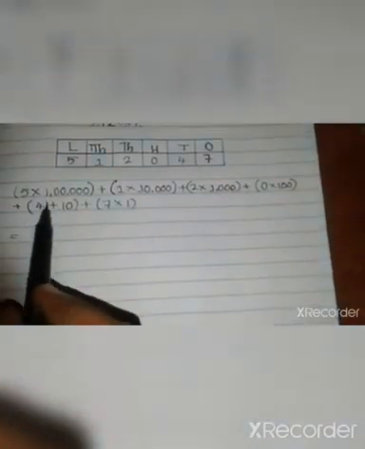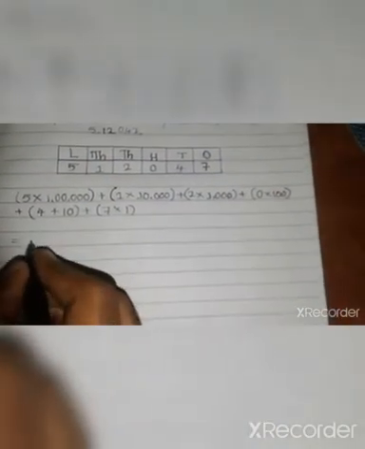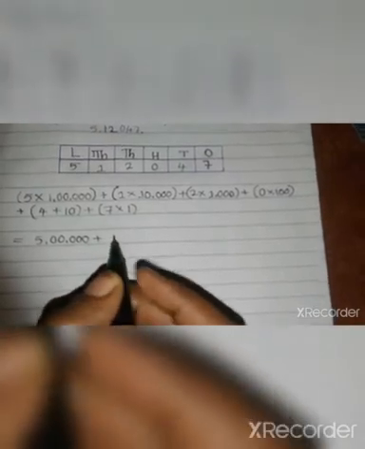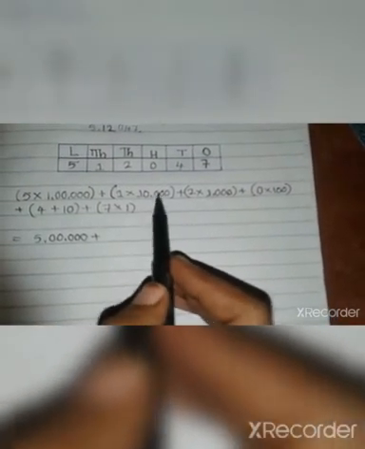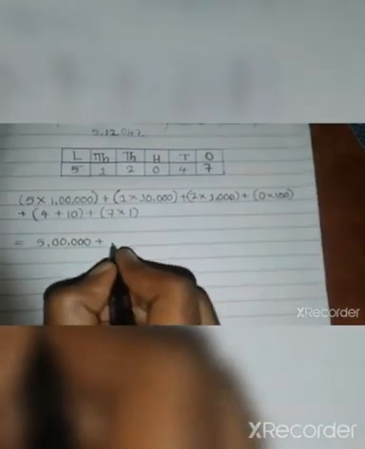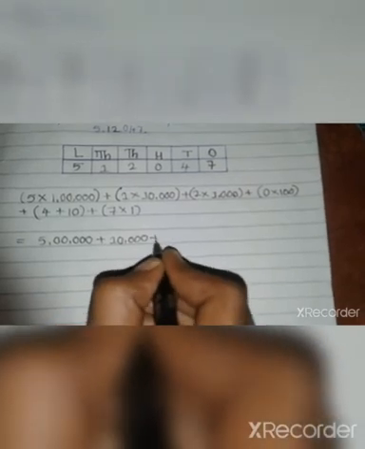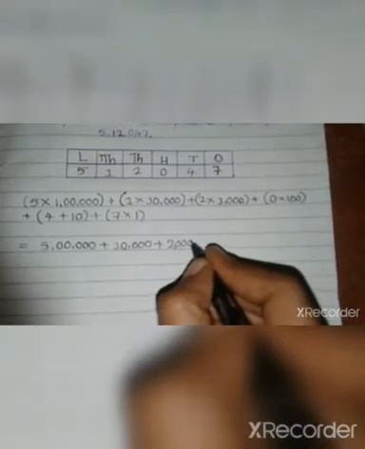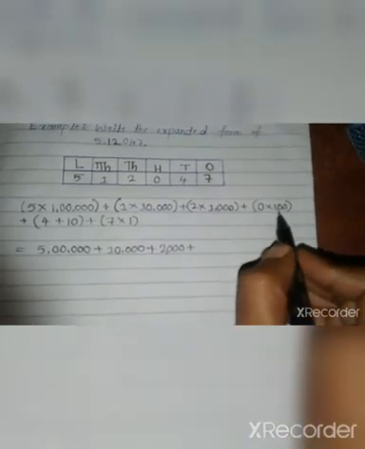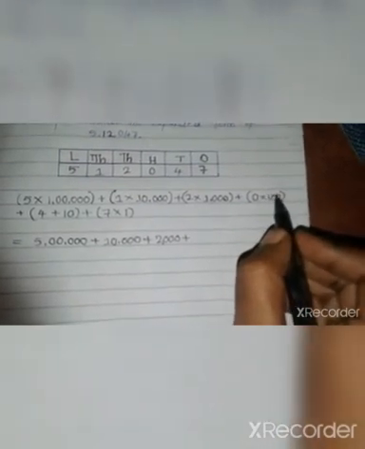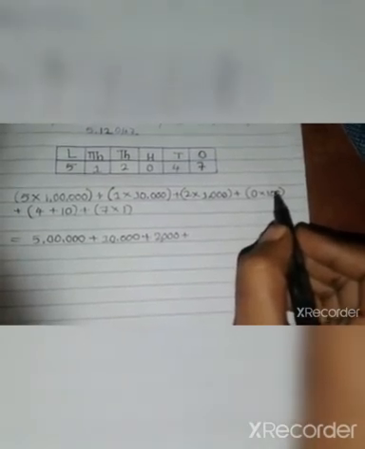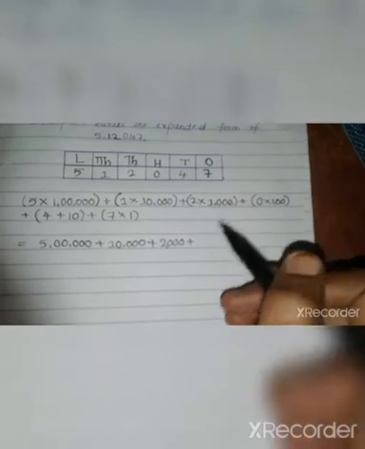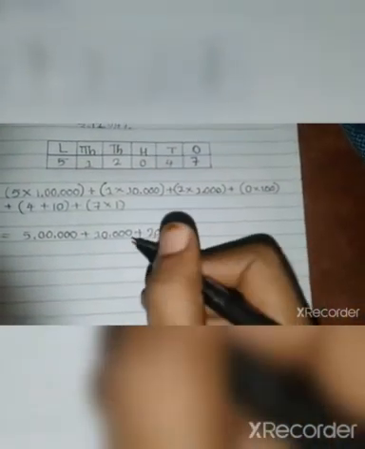So students, next is 5 into 1 lakh. It becomes 5 lakhs. Next, write plus 1 into 10,000. It becomes 10 thousands. Write plus 2 into 1000, 2000. Write plus 0 into 100. So students, here 0 occupies the hundreds place. The place value of 0 is 0 and it is not stated in the expanded form, so you don't write 0 here.